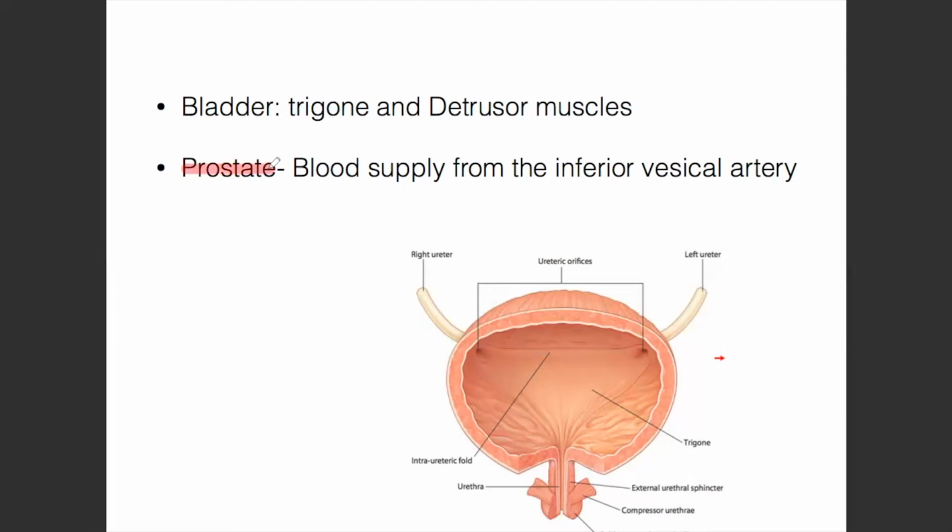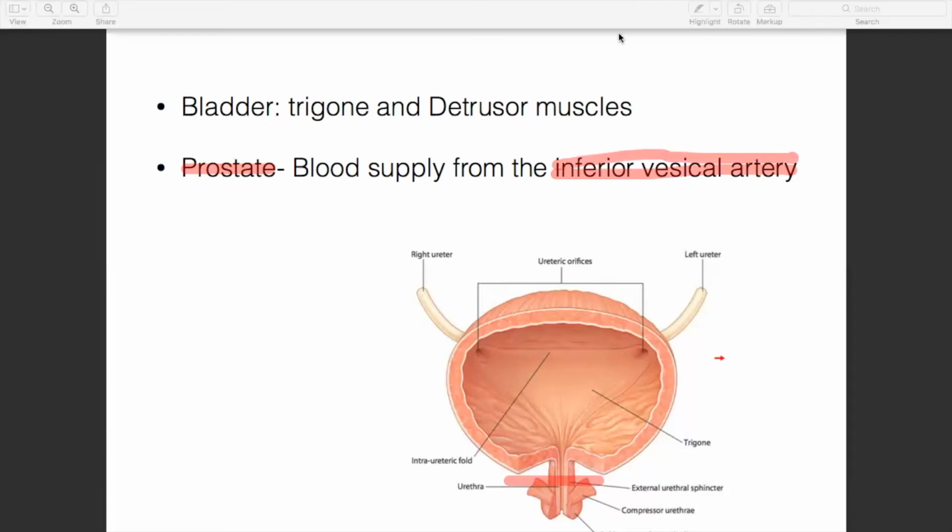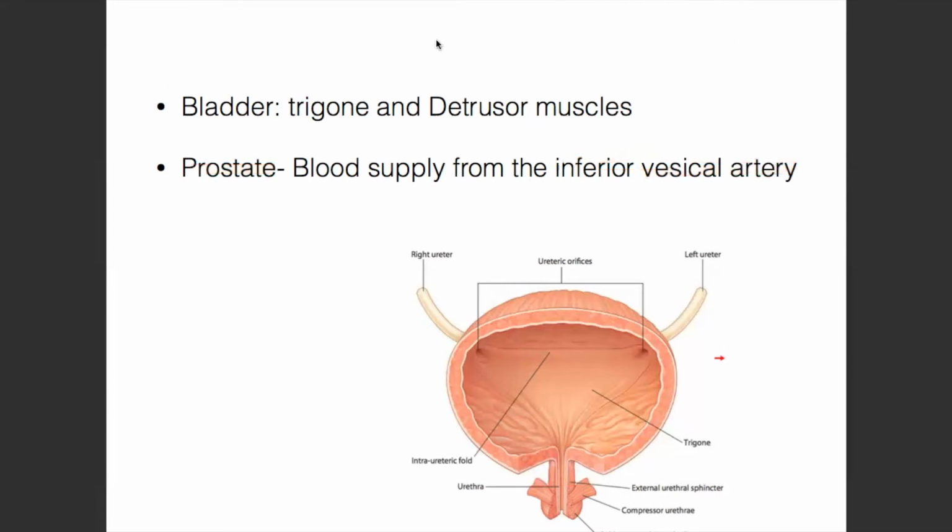Next is the prostate. I'm not going to say much about it except for its blood supply, specifically that the blood supply of the prostate comes from the inferior vesical artery. Why? Because it's an artery that supplies the bottom of the bladder along with the prostate. So in males, the inferior vesical artery gives the prostate gland its blood supply. So quickly again going through the things I just mentioned.